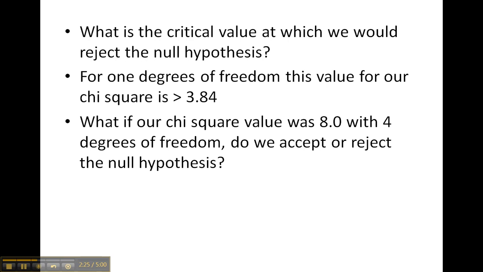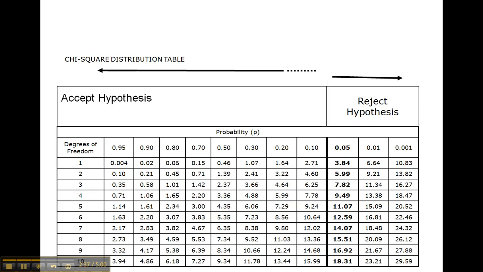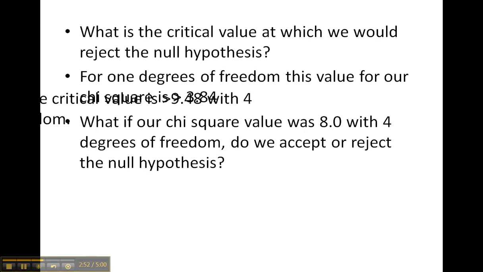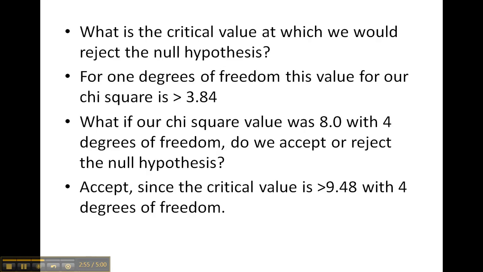Then let's hypothetically look at this. If the chi-square value was 8 with 4 degrees of freedom, do we accept or reject the null hypothesis? So if you go back, and you could look at this without doing that, 4 degrees of freedom, and what did we say? It was 8 point something. I can't remember. Would you accept or reject? And the answer is that you would accept, because the critical value is greater than 9.48 with 4 degrees of freedom. And that is the end.